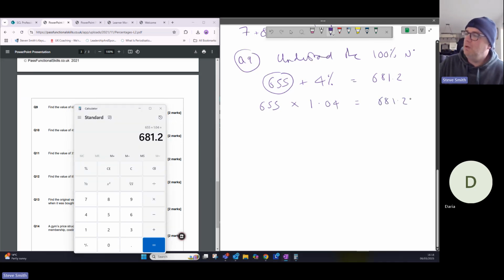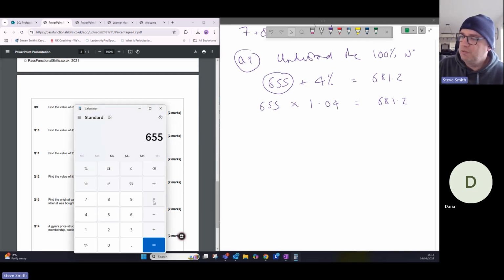If you're thinking, I want to do it a different way, I find out what 4% would be, then I just add it on. That's absolutely fine. You can find out what 4% is, like we did above, where we literally did 655 times it by 0.04, which equals 26.2, and then we add it on to that. So you can do it the same way. And again, do it the way you feel most comfortable with.